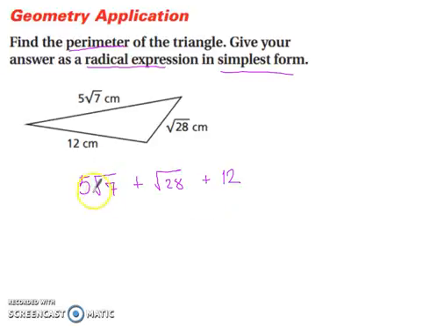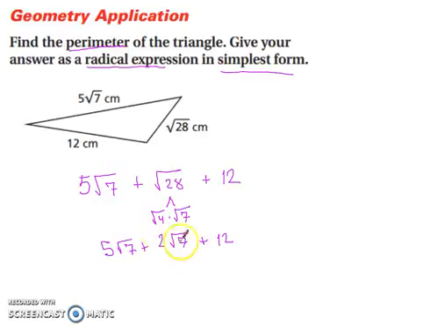We can't simplify 5 square roots of 7 at all, and there's nothing we can do with the 12 right now. However, we can simplify the square root of 28. We can break the square root of 28 down, so we have the square root of 4 times the square root of 7. The square root of 4 is 2, so we have 2 square roots of 7. Since we couldn't do anything with 12, we're going to rewrite that. And since we couldn't do anything with the 5 square roots of 7, we're going to rewrite that as well.